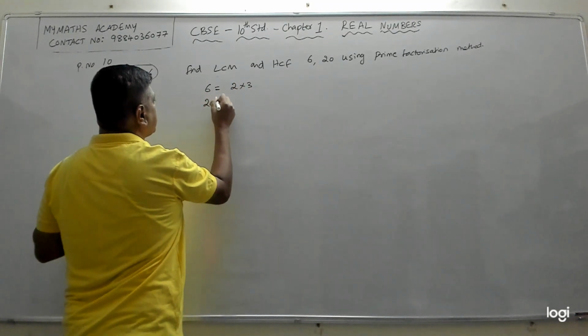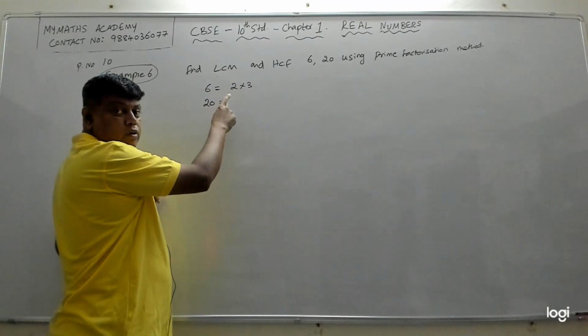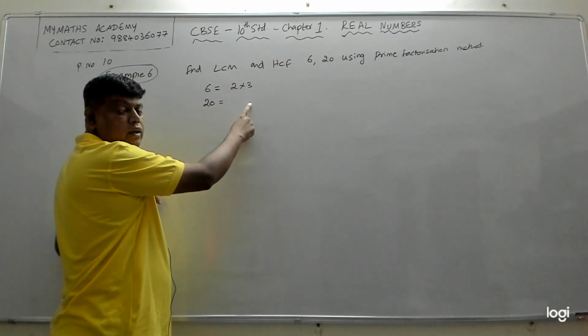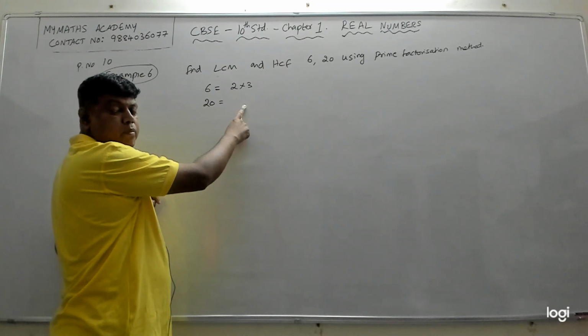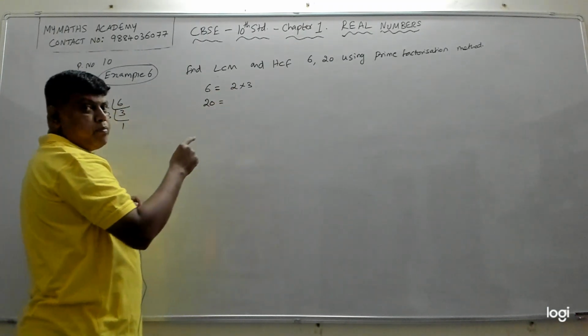Similarly, 20 can be written as what? Don't write 20 as 4 into 5, because every number that you write should be a prime number. I can't write this as 4 into 5, because 4 is not a prime number. 5 is a prime number, but 4 also must be a prime number. Every number that you are going to write here should be a prime number.